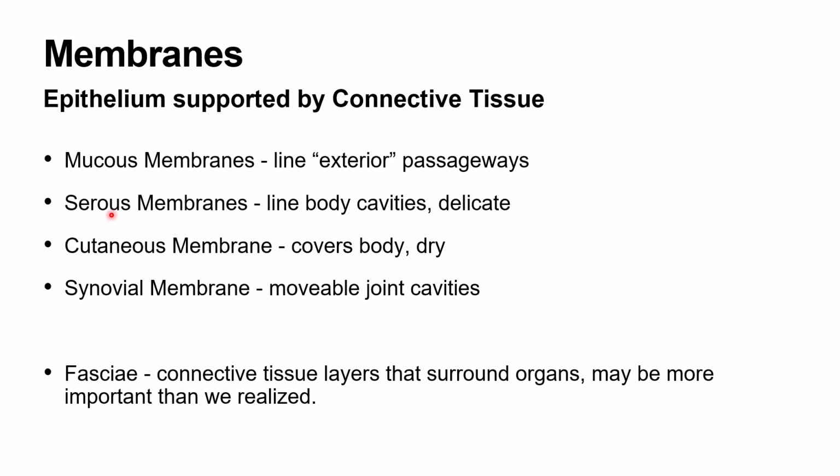When it comes to things like the serous membranes, these are going to be the types of membranes lining the body cavities, so lining the inside of the thoracic cavity as well as the abdominal pelvic cavity. We'll find the serous membranes there. Our cutaneous membrane is going to be the one covering the body, so this is going to be our skin. It's going to be very dry as a result. And then we have synovial membranes in the body as well. Synovial membranes are going to be the type of membrane surrounding what's called the synovial joint capsule.